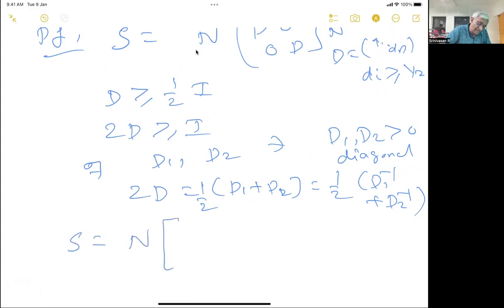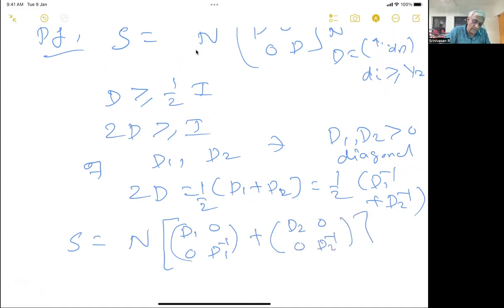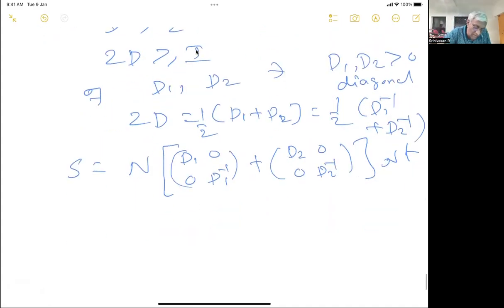Which implies S is equal to N times the matrix with D1, D1 on the diagonal, plus the matrix with D2 and D1 inverse, D2 inverse, times N transpose. We can write it like this: the first D I have decomposed as D1 plus D2, and the second D at the bottom of the diagonal I decompose as D1 inverse and D2 inverse. Now we know that this is symplectic.